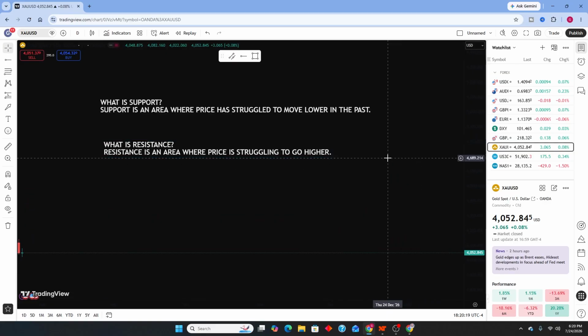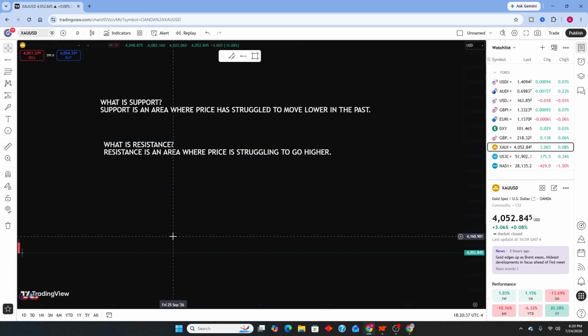Okay, so the first thing first, what is support? Support is an area where prices struggled to move lower in the past. And what is resistance? Resistance is an area where price has struggled or is struggling to go higher.